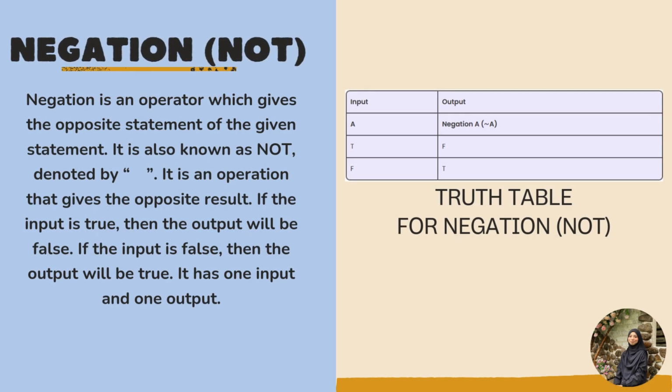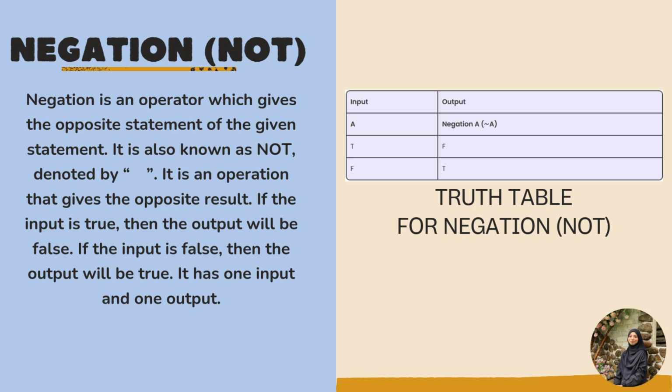So let's go for the last one, which is negation. Negation is an operator which gives the opposite statement of the given statement. It is also known as not, and this is the symbol for negation. It is an operation that gives the opposite result. If the input is true, then the output will be false. If the input is false, then the output will be true. It has one input and one output.